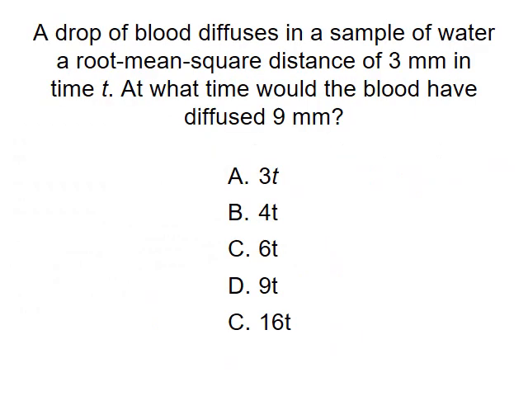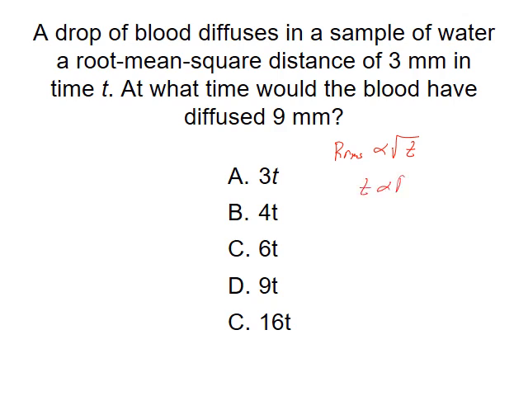Distance of 3 millimeters in a time t. At what time would the blood have diffused 9 millimeters? So once again, try this yourself, but here's the answer. So we know that the RMS distance is proportional to the square root of time. So doing the opposite of that, the amount of time it would take would be the RMS distance squared.